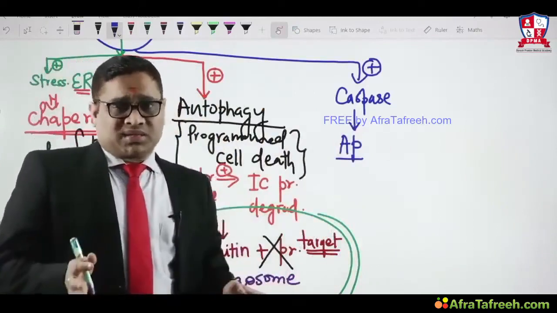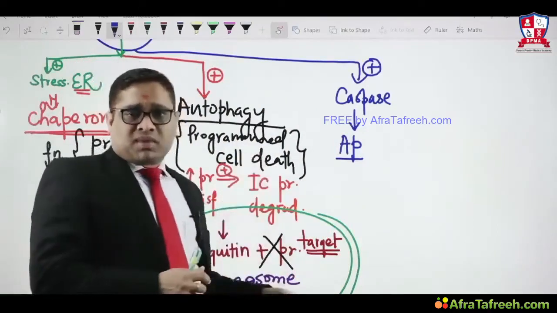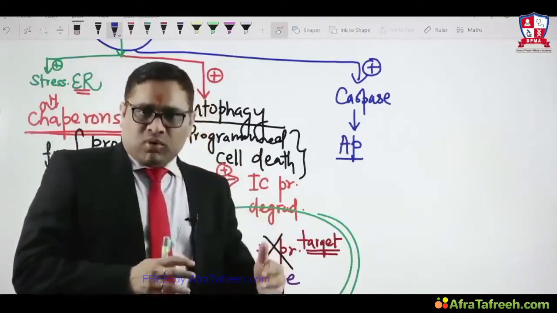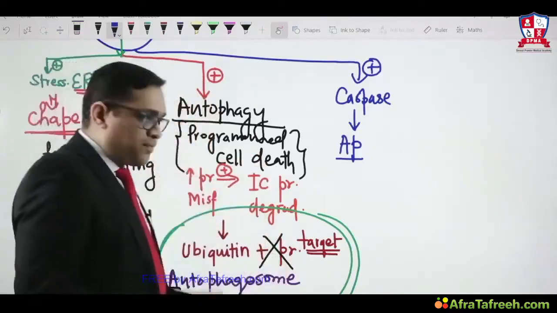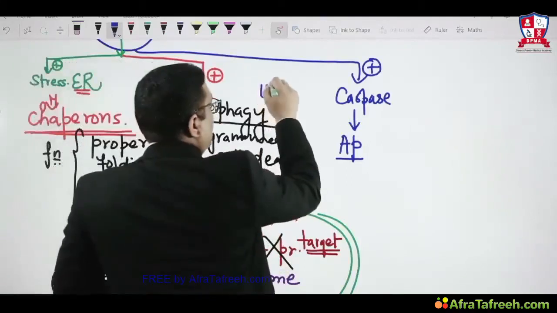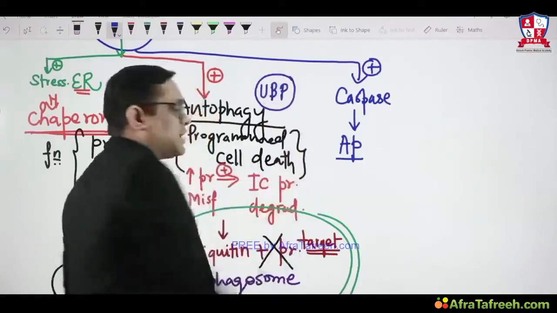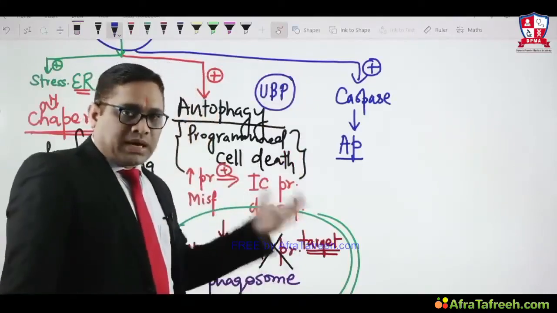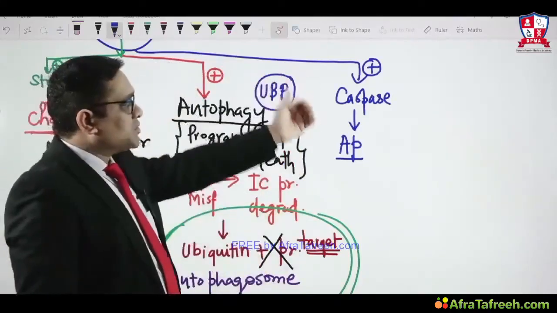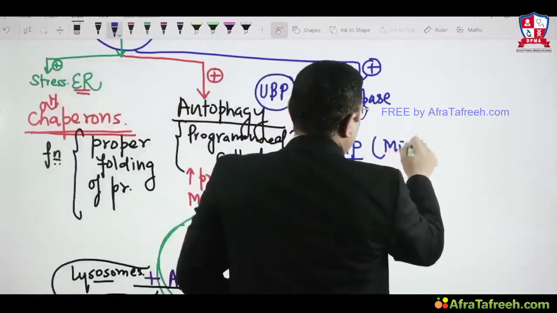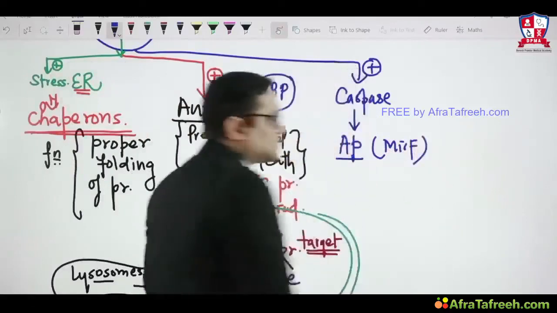Whenever there is an excessive protein, it will be removed either by chaperones doing proper folding, or by autophagy, or it can also be removed by the ubiquitin proteasome degradation pathway, which we have read in atrophy, right? And third, they will induce caspase to induce apoptosis of the misfolded protein. So this is how it works in our human body.